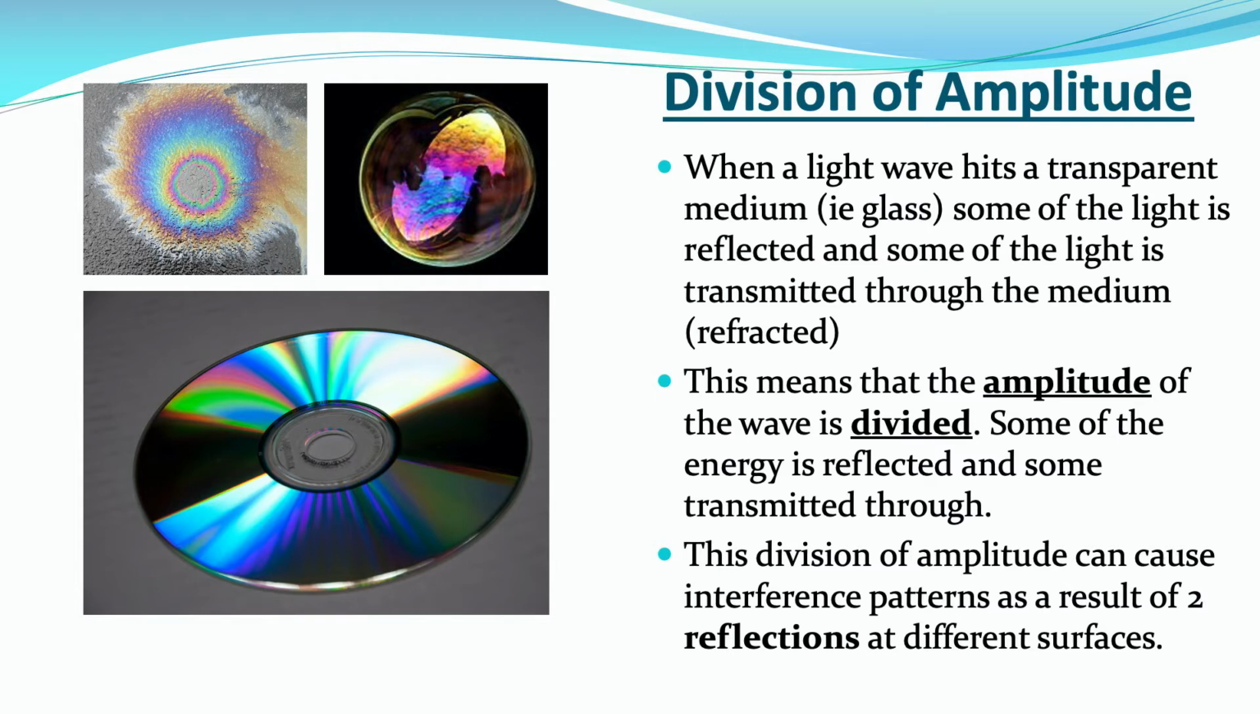So, division of amplitude is when light hits a transparent medium, for example glass, and some of the light's reflected from the top surface and some of the light is transmitted through the medium. It's refracted into the material. So that means that the amplitude of the wave is divided. Some of the energy is reflected from the top surface and some of the energy is transmitted into the material. And this division of amplitude can cause an interference pattern as a result of 2 reflections from different surfaces.